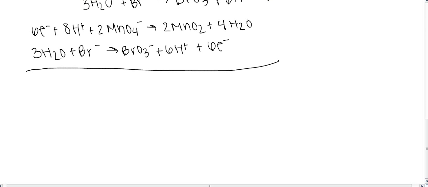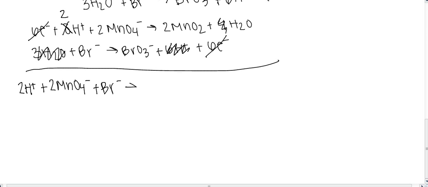So the electrons will cancel out, and that's what we wanted them to do. And down here I have 6H+, so I'm going to get rid of those, and that will leave me with 2H+ up here. I have 3 waters down here, so that means I'm only going to have 1 left up here. So now I'm going to write all of the stuff on the left side of the reaction. So 2H+ plus 2MnO4- plus Br- is going to react to make 2MnO2 plus BrO3- plus H2O.